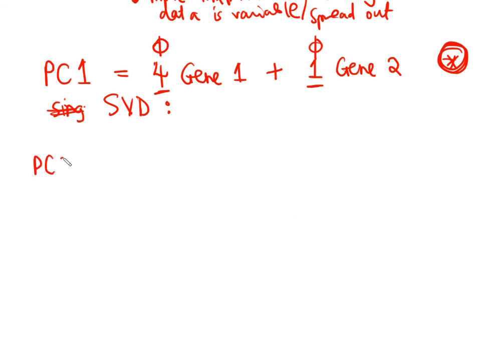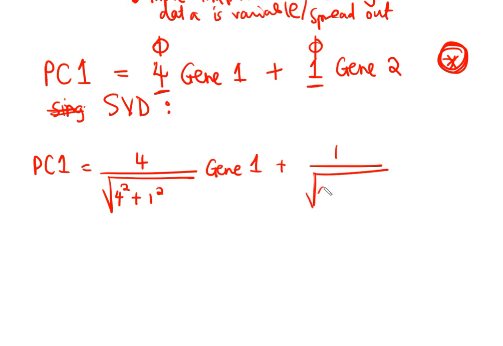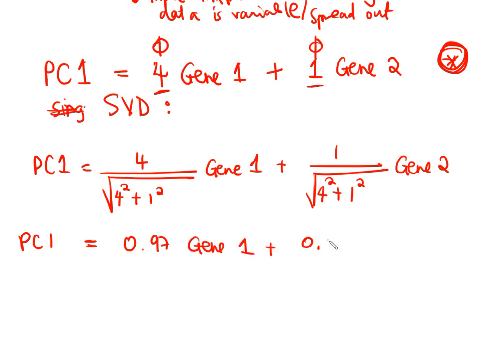So my PC1 is just going to be 4 divided by the square root of the summation of the squares, or the norm distance, which gives 4 over the square root of 4 squared plus 1 squared times gene 1, plus 1 over the same with gene 2. That's basically what you do. And you find that your PC1 is equal to 0.97 gene 1 plus 0.242 gene 2. That's pretty much it.